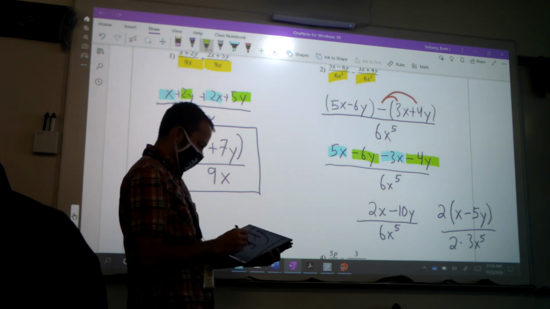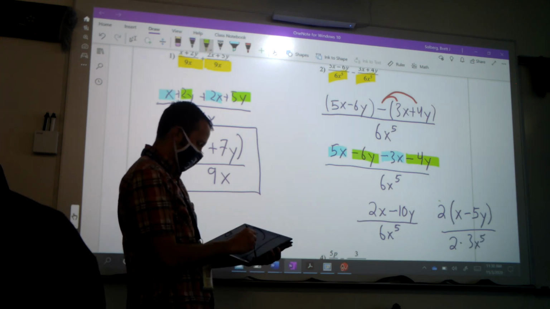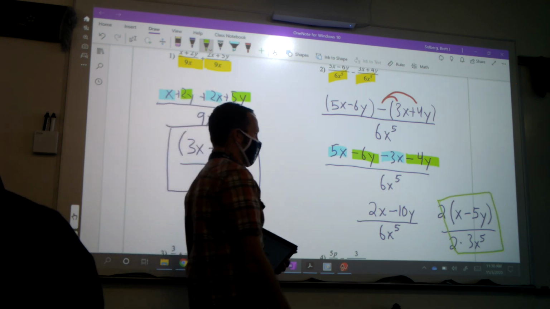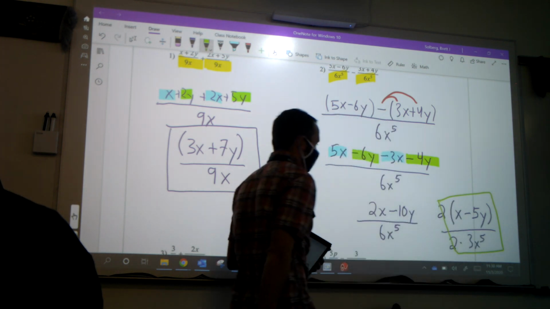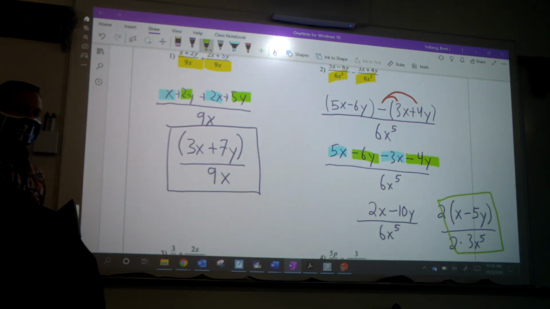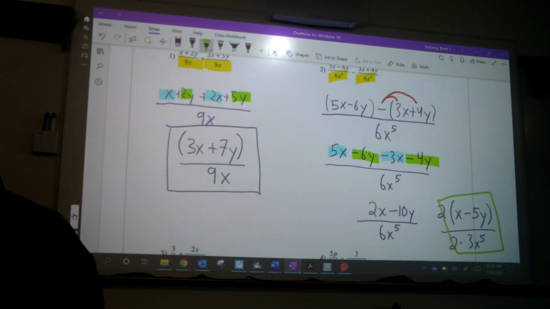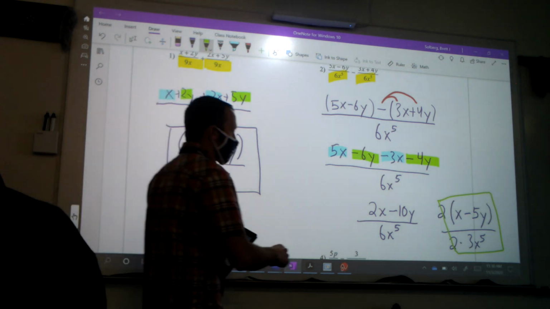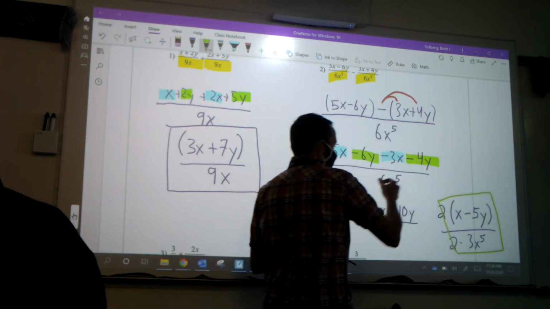So what I'm going to do is write it like this, because 2 divided by 2 is 1. And then there's my answer: x minus 5y over 3x to the 5th. So always check if you can simplify, but remember it has to be factored out from all of the terms, not just one. Because I still have this fraction here, but I factored it outside of it.